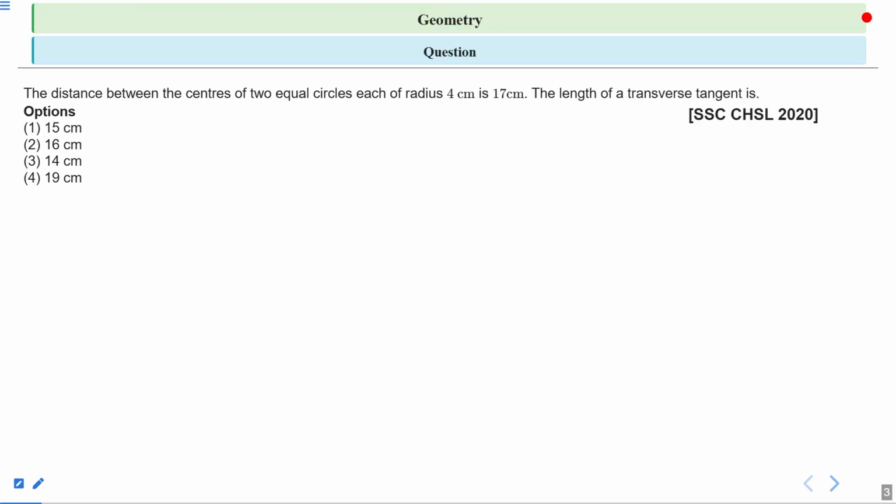Now see the question. The question says that the distance between the centers of two equal circles, each of radius 4 centimeters, is 17 centimeters. What is the length of the transverse tangent? This question was asked in the SSC CHSL exam in 2020. There are four options: first is 15 centimeter, second is 16 centimeter, third is 14 centimeter, and fourth is 19 centimeter.